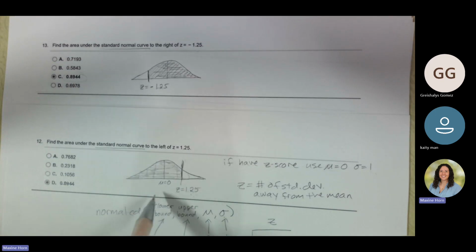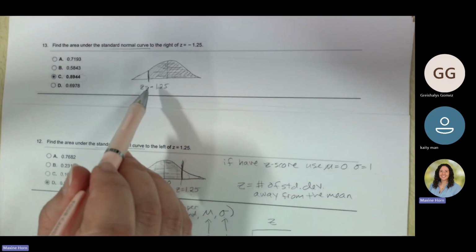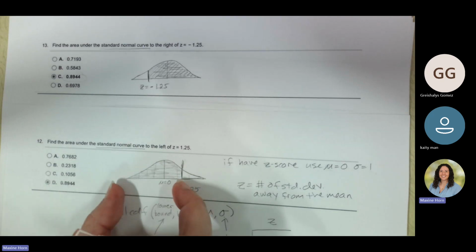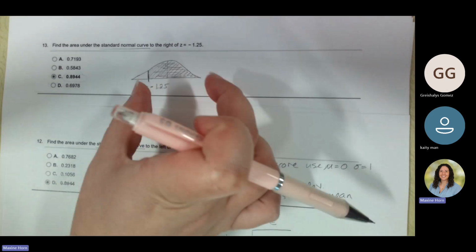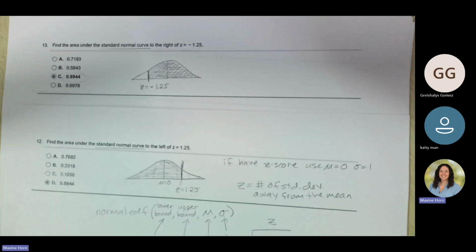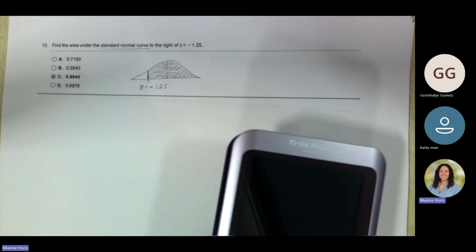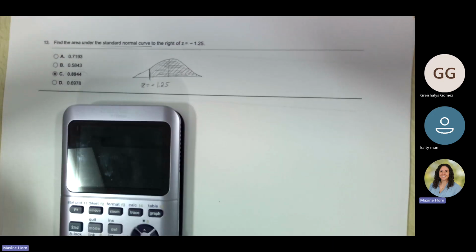So if you've already done this problem, then you're like, oh, I already did that math. It's just on the other side, right? Am I looking at the bottom 89% or am I looking at the top 89%? Okay, so that's one way to do this problem. Another way to do this problem is in the calculator. So let's do it in the calculator.